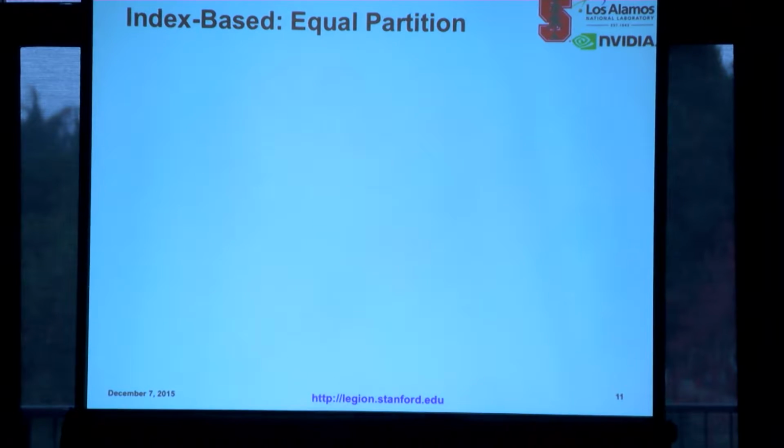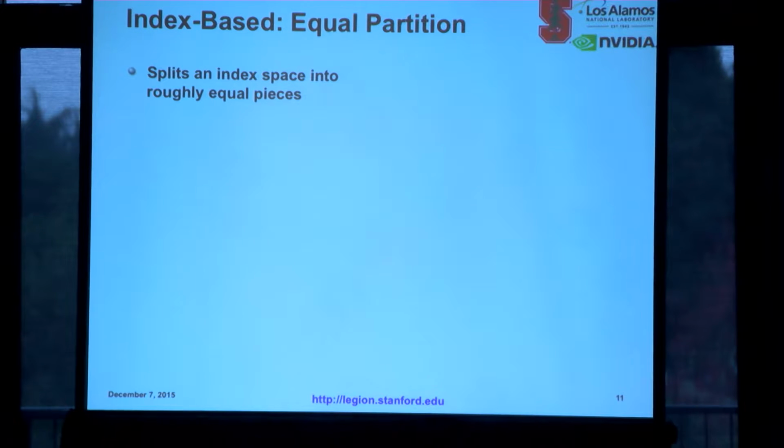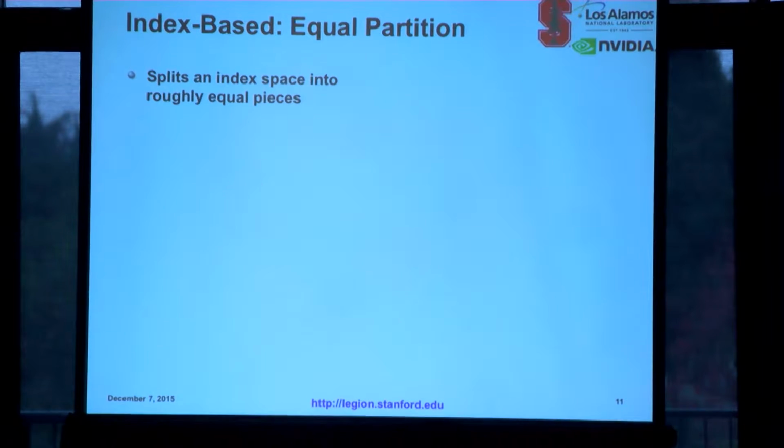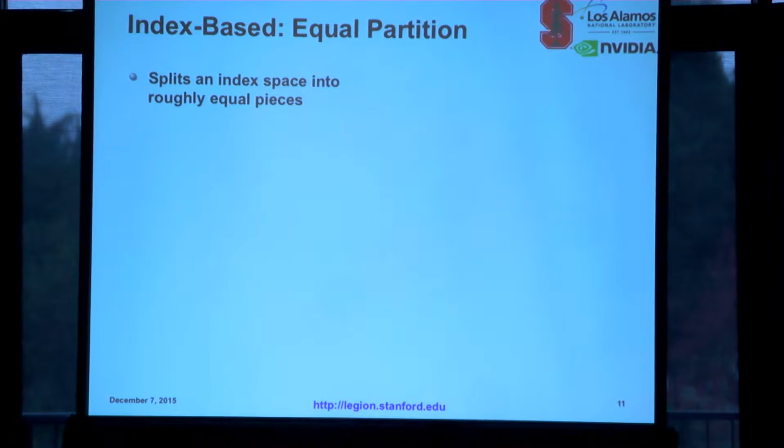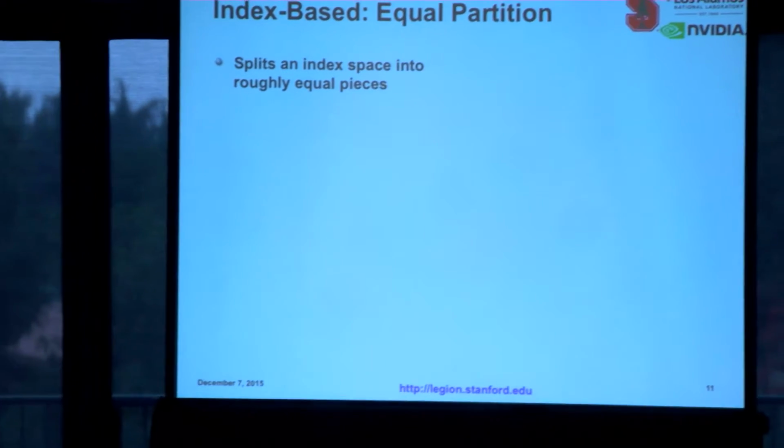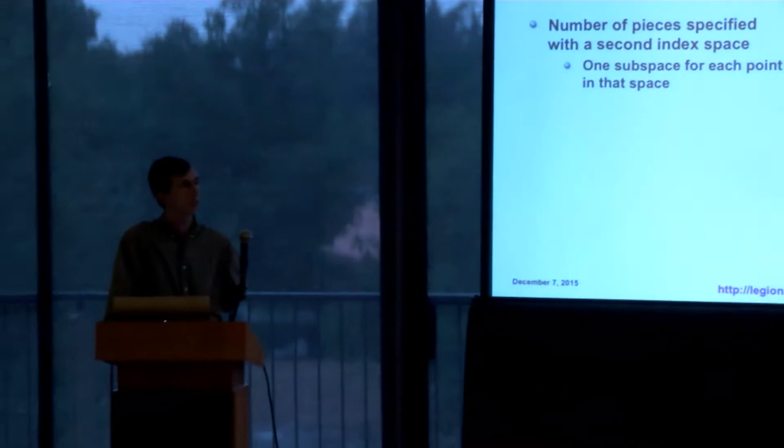OK, so equal partitions, hopefully not too scary. We're going to split up an index space into roughly equal partitions. If it doesn't divide evenly, then some get more, some get less. But that's OK. Did you have a question now, or do you want to?